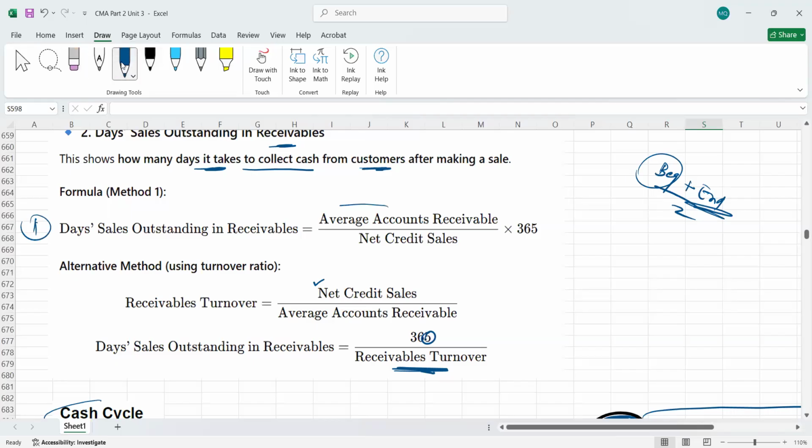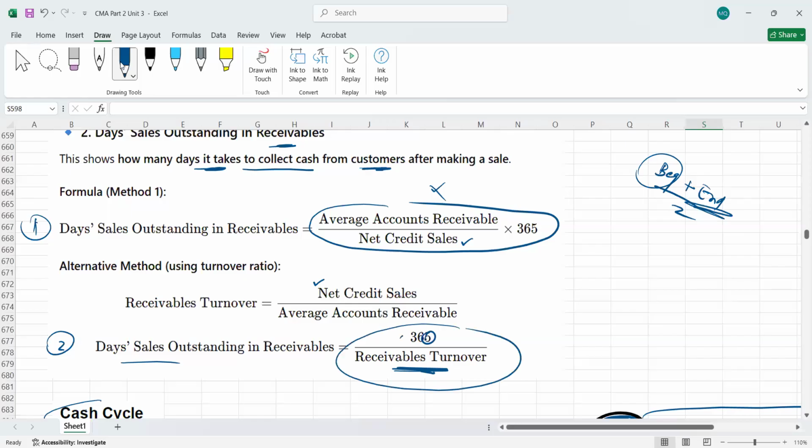You can take average account receivable, which is not given, but the credit sales are given, into 365. Because this figure is not given, we cannot work because one thing is missing. If you look at the second formula, days sales outstanding in receivables, 360 divided by receivable turnover, again, turnover is not available.